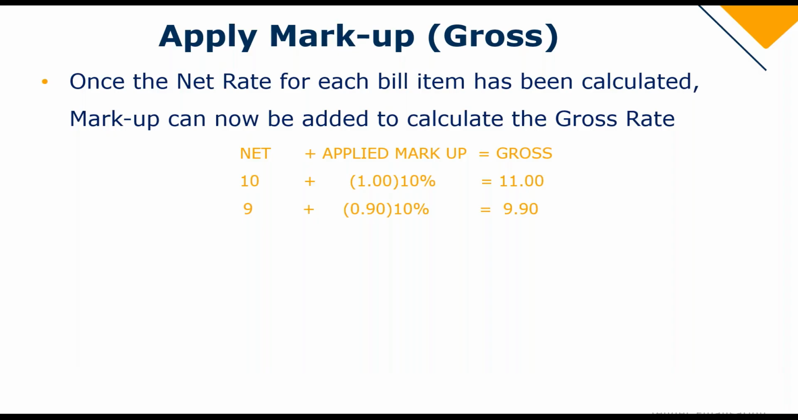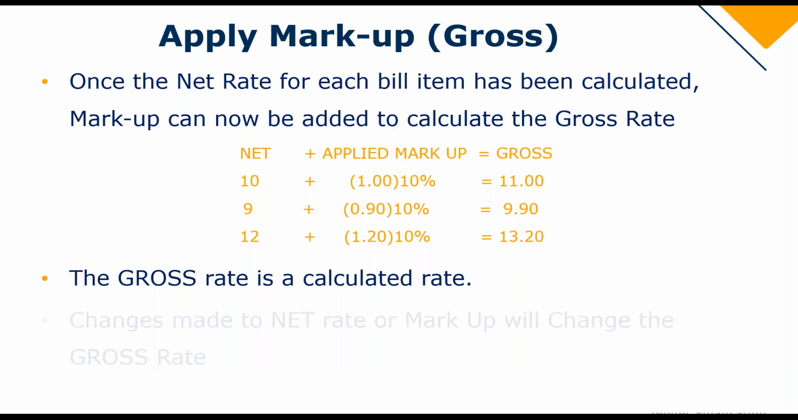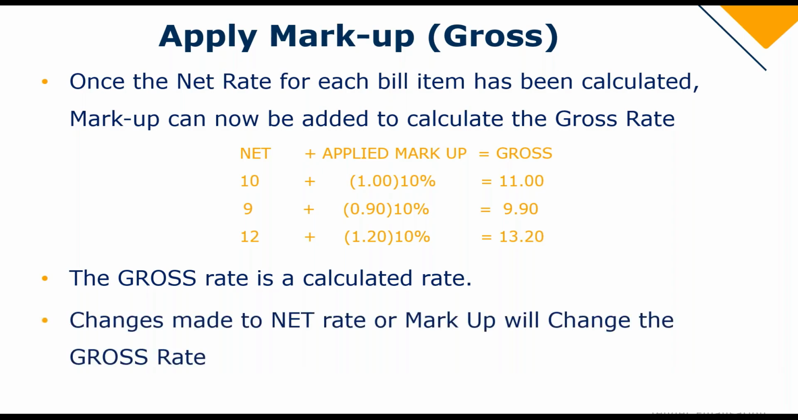Same with 9 Rand. So 9 Rand plus 10% gives us 9 Rand 90. And 12 Rand plus 10% works out to a markup of 1 Rand 20, gives us a gross of 13.20. So the gross rate is the calculated rate, and changes made to your net rate or your markup will change your gross rate.